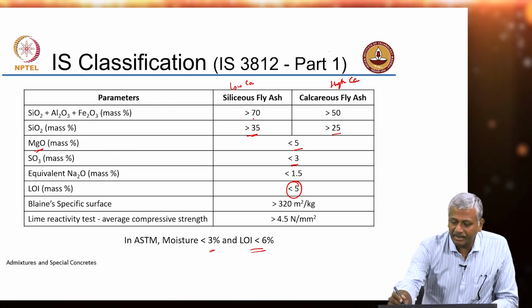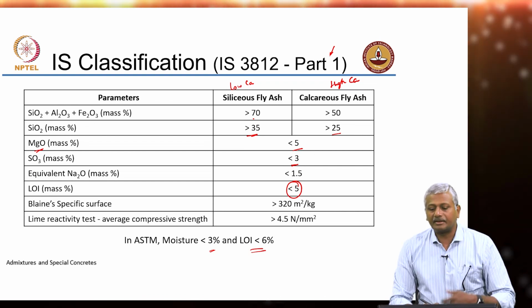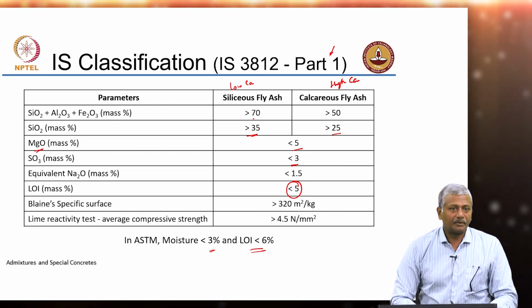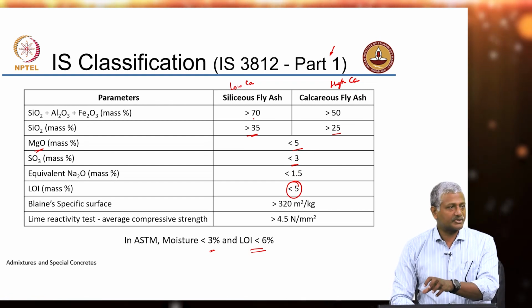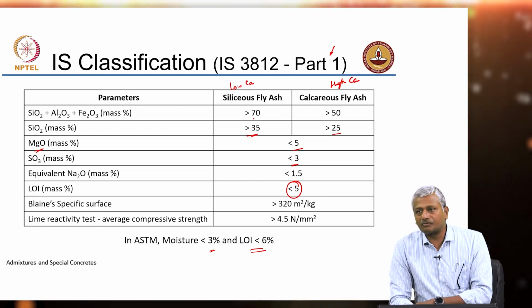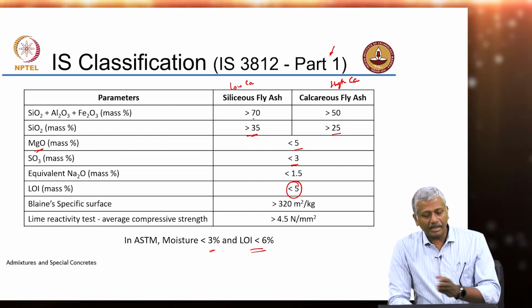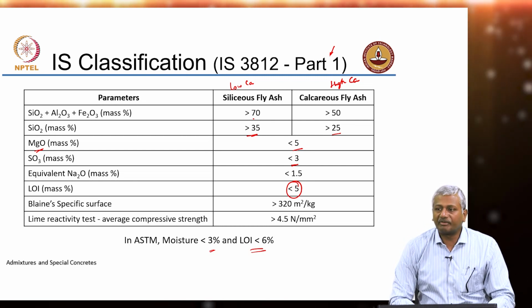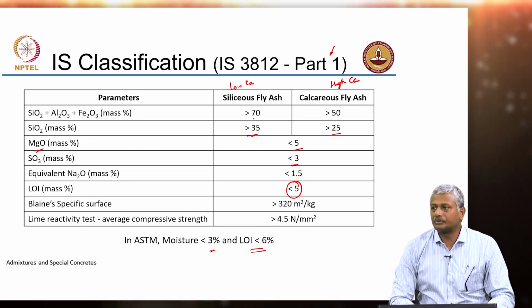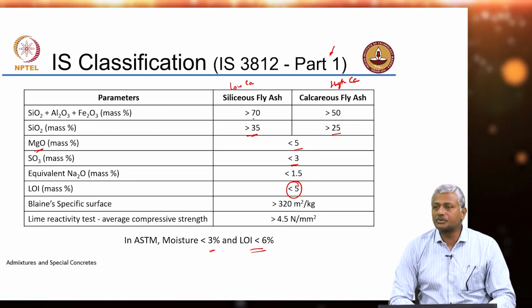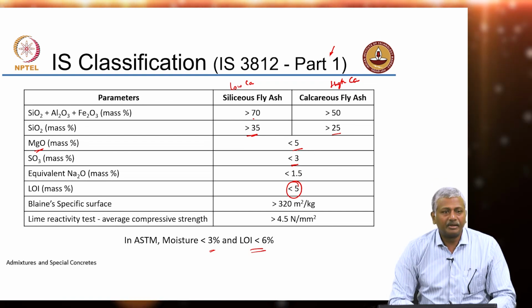And this is IS 3812 part 1, which means intended to be used as a pozzolanic replacement of cement. Part 2 is when fly ash is used directly as a mineral additive. There we do not have this kind of a restriction for the fineness. And lime reactivity test, the average compressive strength should be more than 4.5 megapascals.